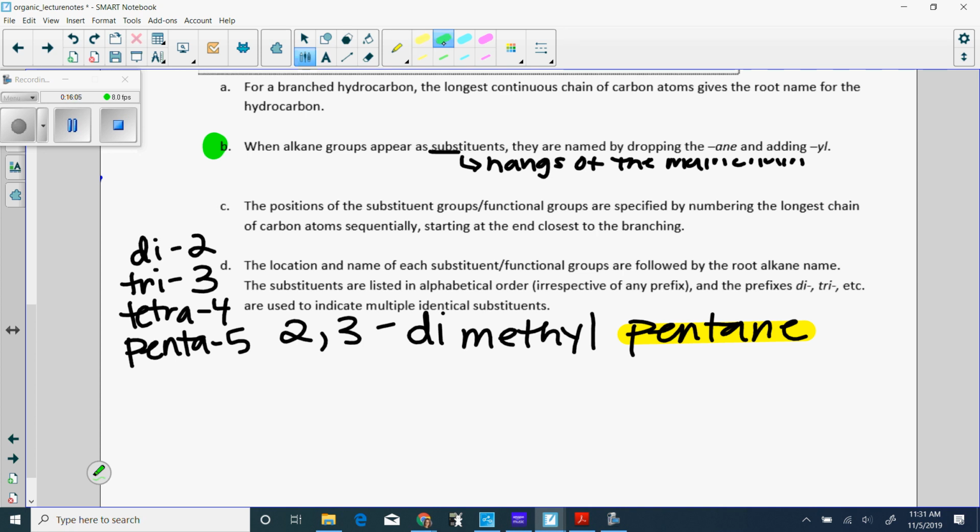My substituents I did in green, so I'm going to highlight that first part in green to see where they come from. If you have more than one different type of substituent, they have to go in alphabetical order, not including a prefix. So pretend that this was an ethyl and this was a methyl. My 2-ethyl would go before my 3-methyl in my word because E comes before M.